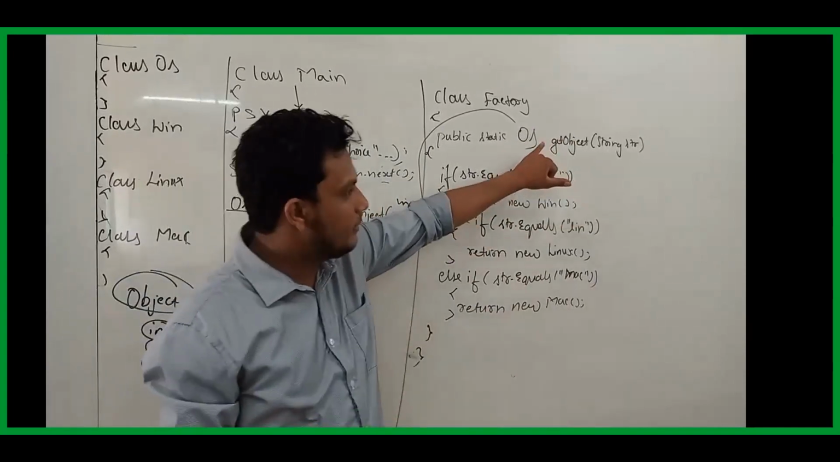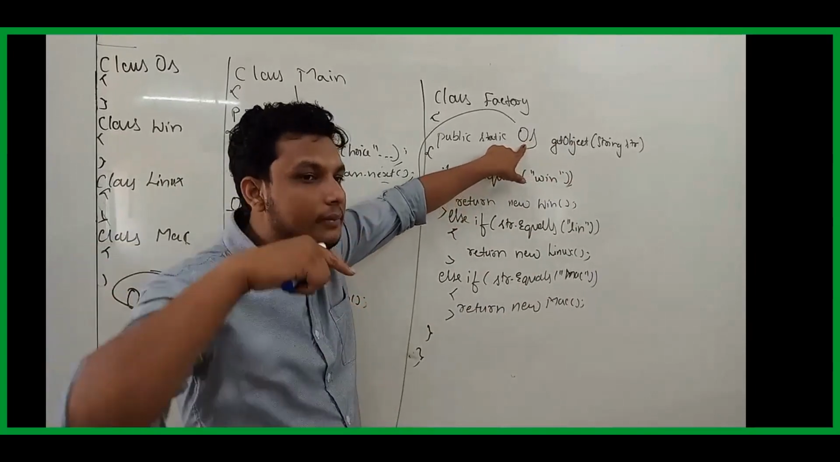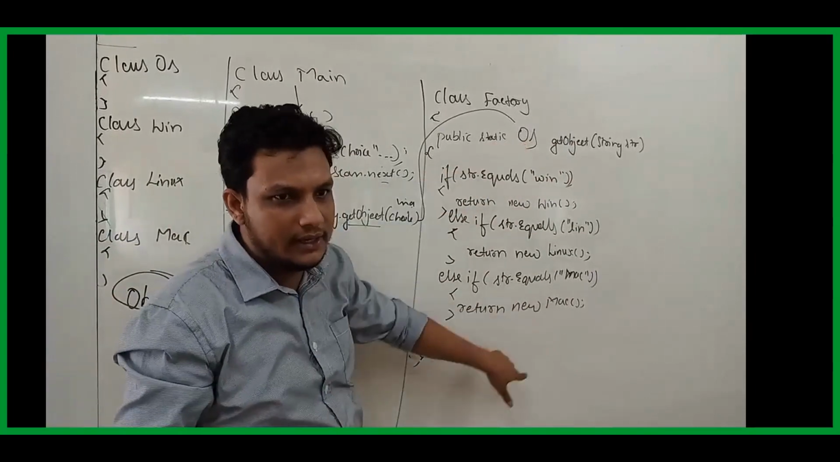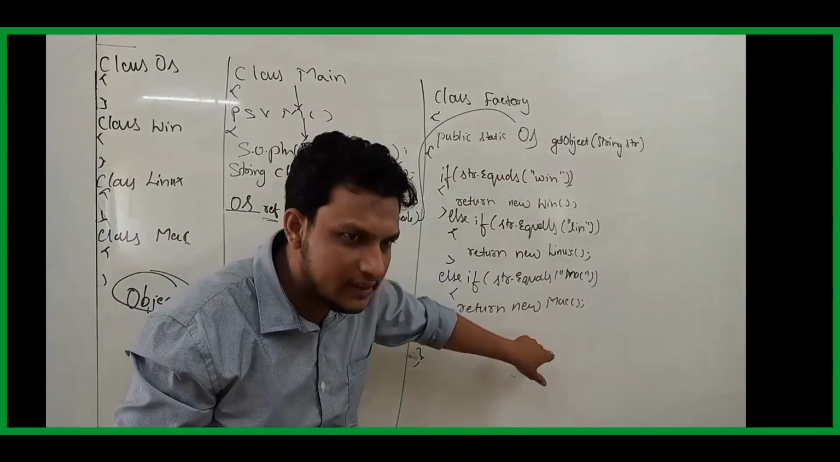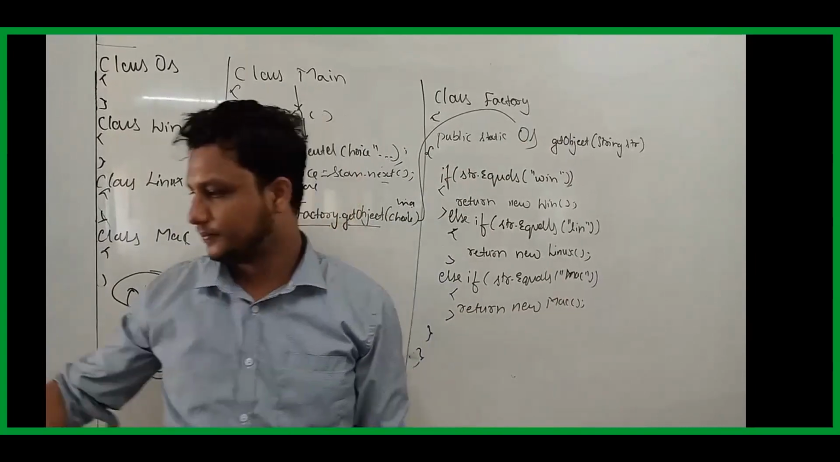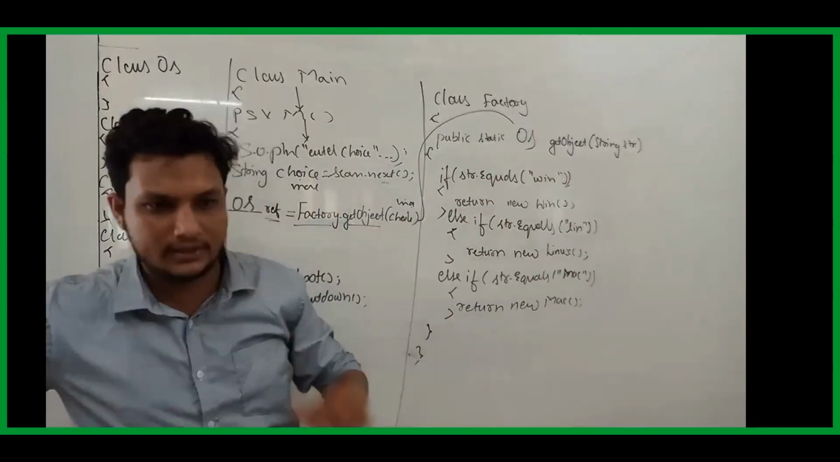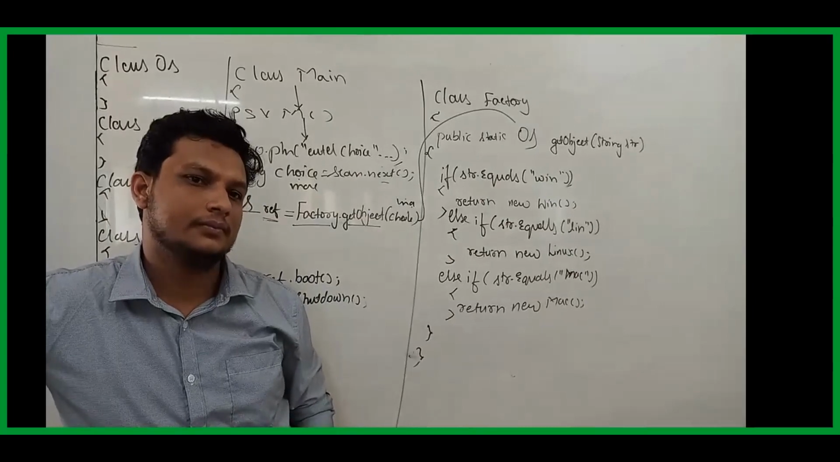See here, the hint is that if you write void, you need not compulsorily return. If you write any return type apart from void, you need to compulsorily return something. Yes or no? Now think. I've written the return type as OS. It compulsorily needs to be returned.